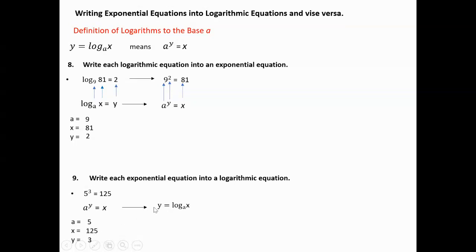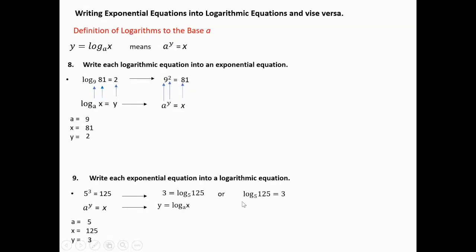So my y is 3, so 3 equals log base a, my a is 5, and my x is 125. So 5 cubed equals 125 is equivalent to 3 equals log base 5 of 125, or log base 5 of 125 equals 3.